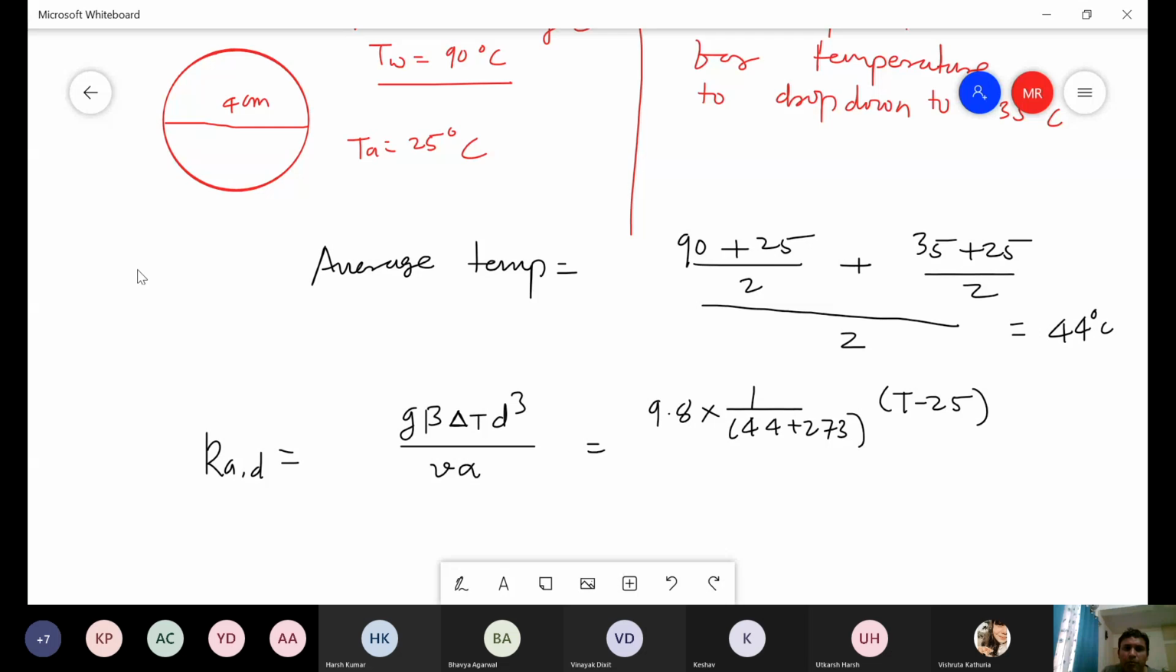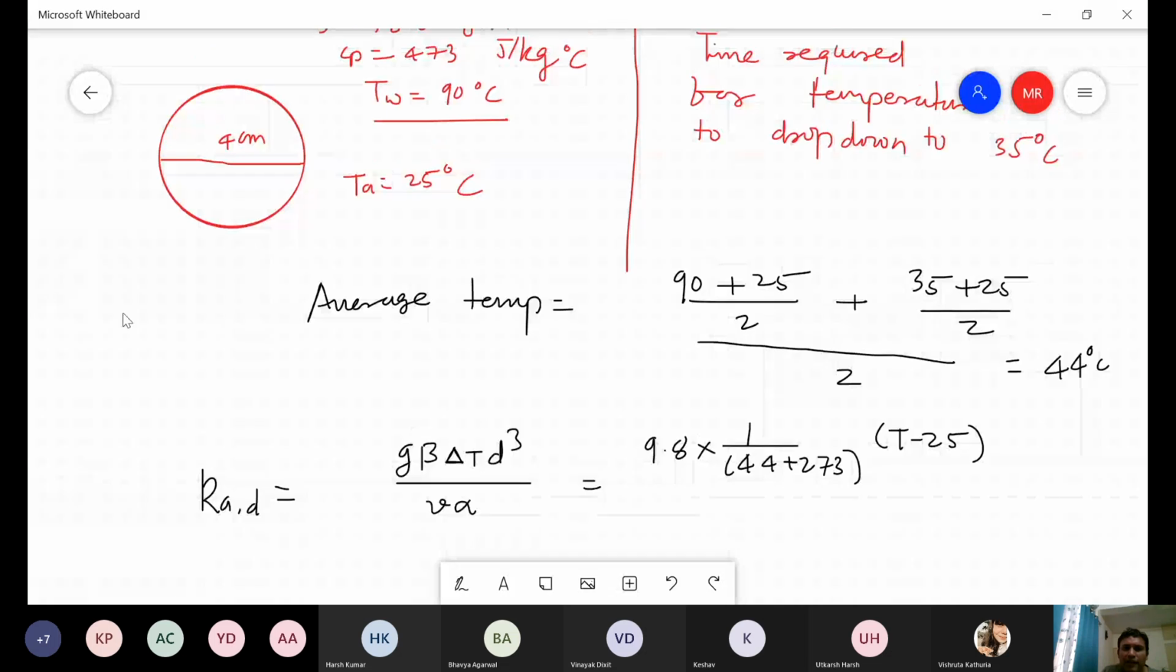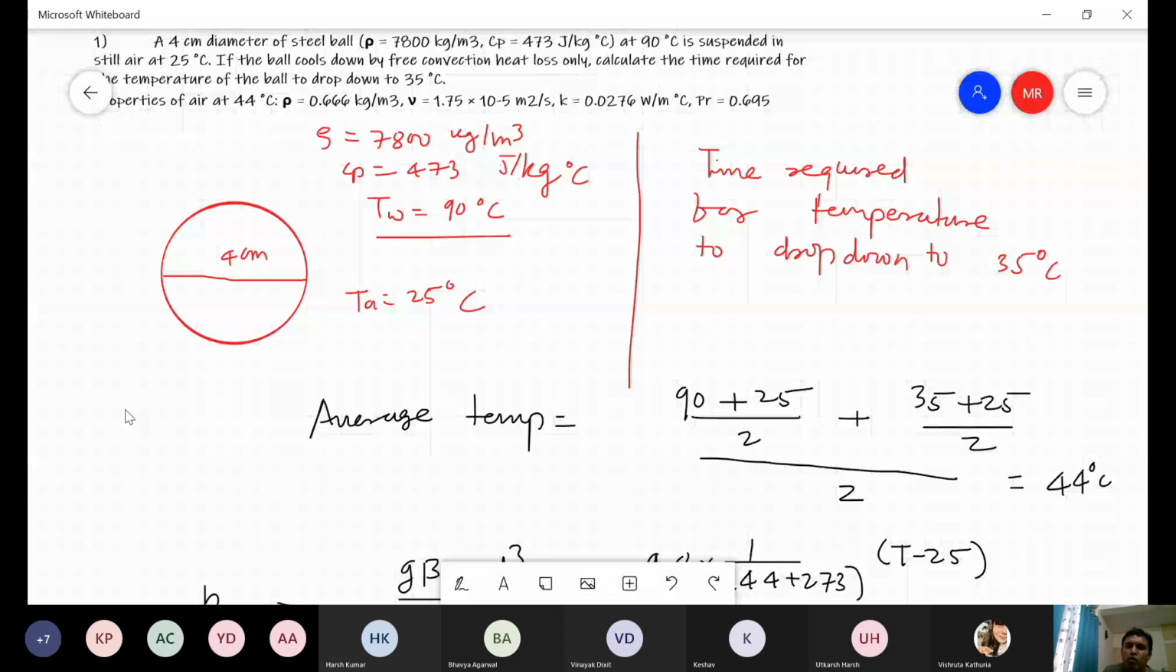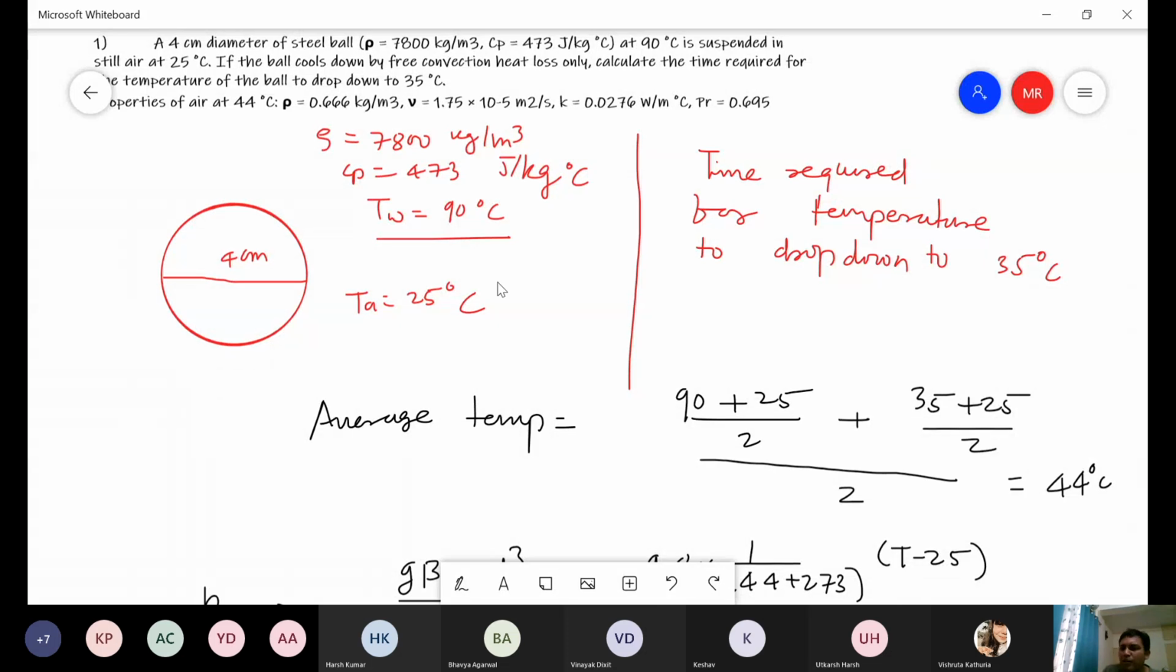when we are calculating the Rayleigh number, it will depend on delta T, and this delta T itself is going to change, isn't it? At both the extremes we know, but at any time in between we don't know the temperature of this wall. So let us assume that the temperature of the wall at any time instant in between is just T. So I can write that as T minus 25, isn't it?